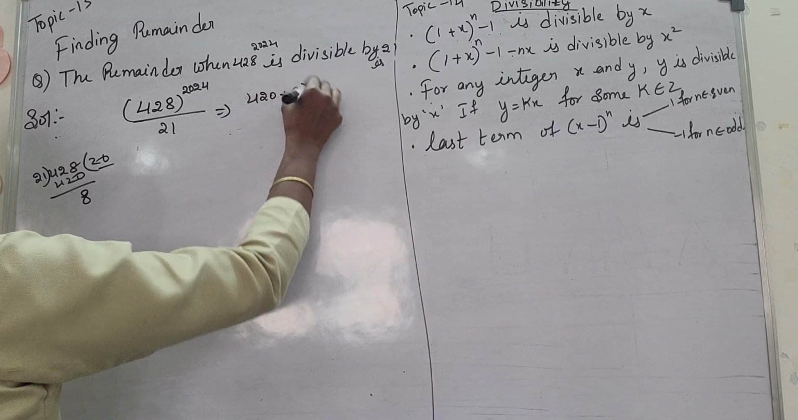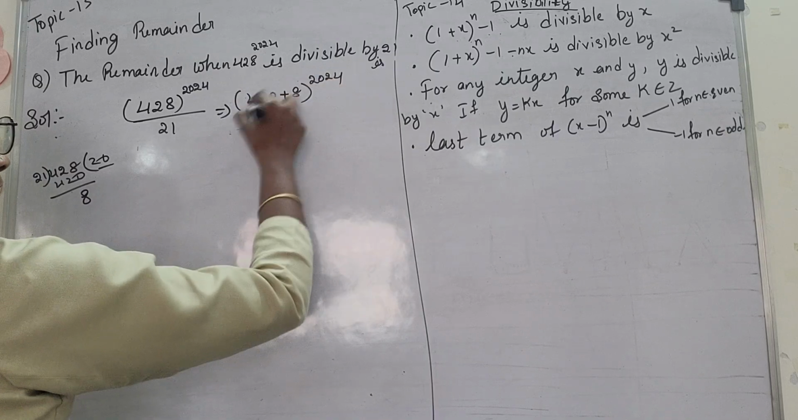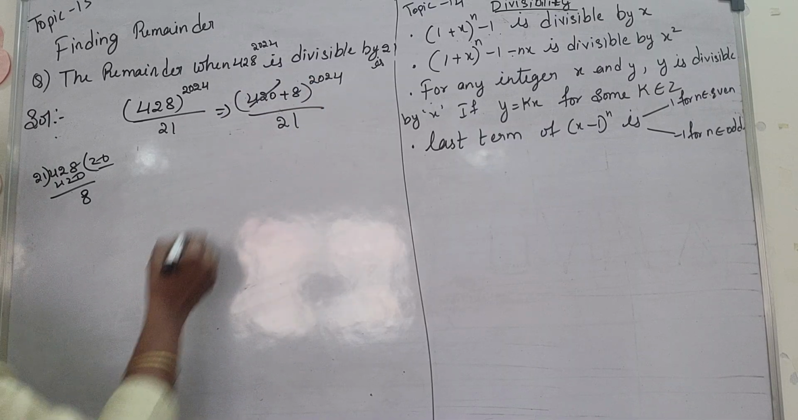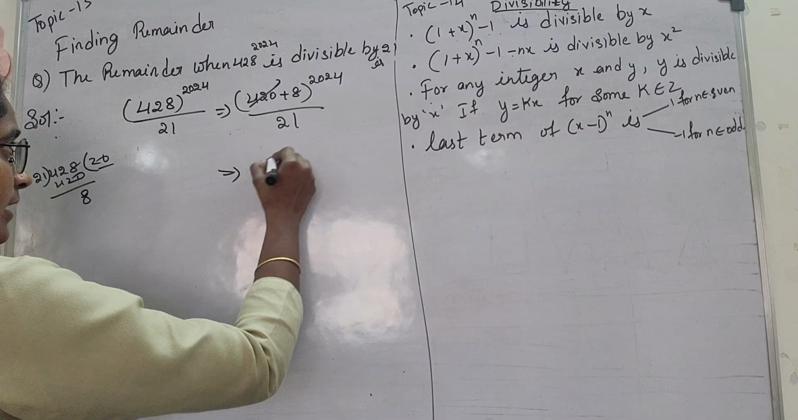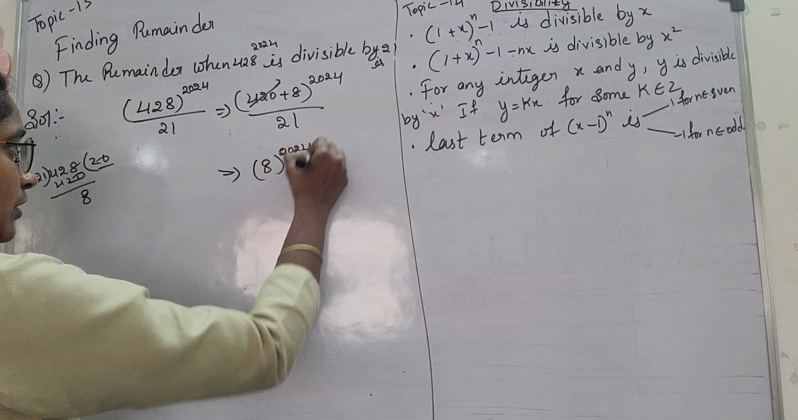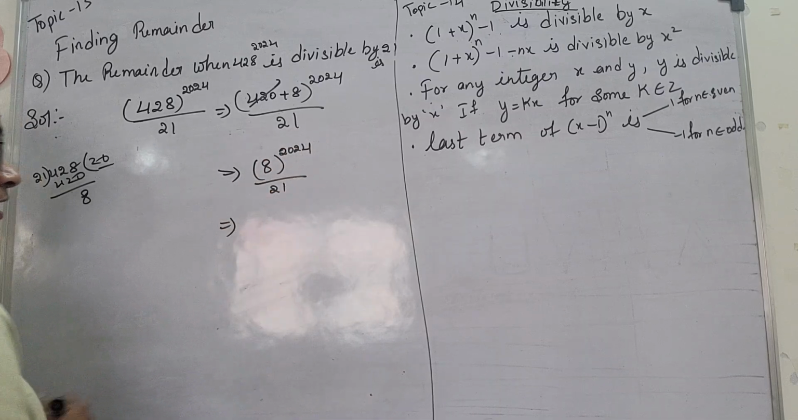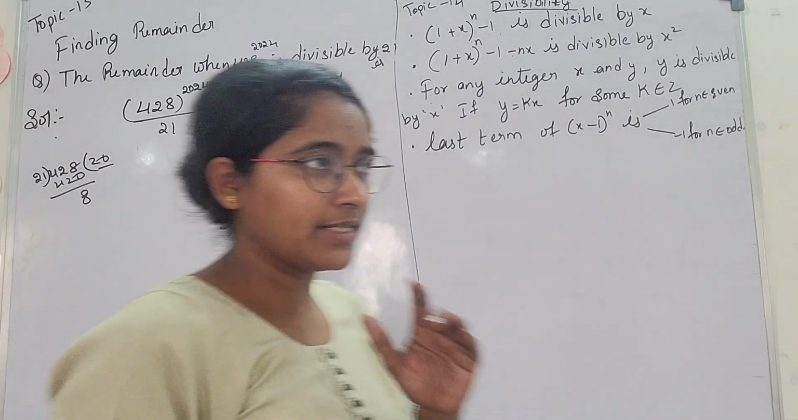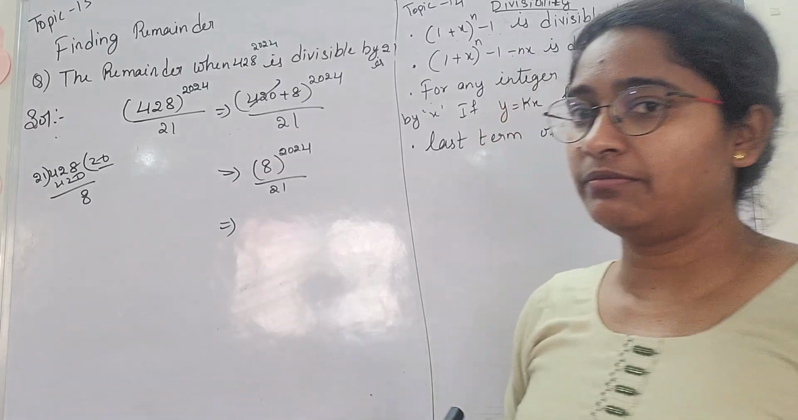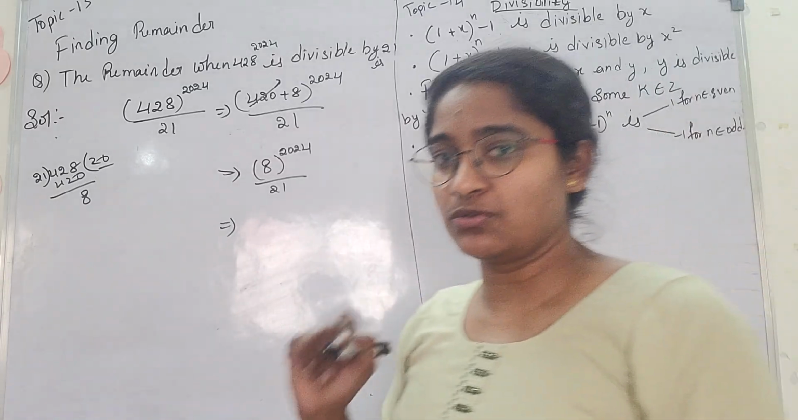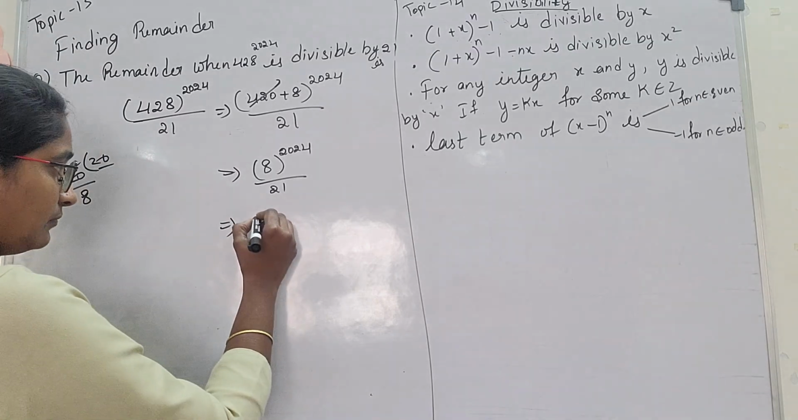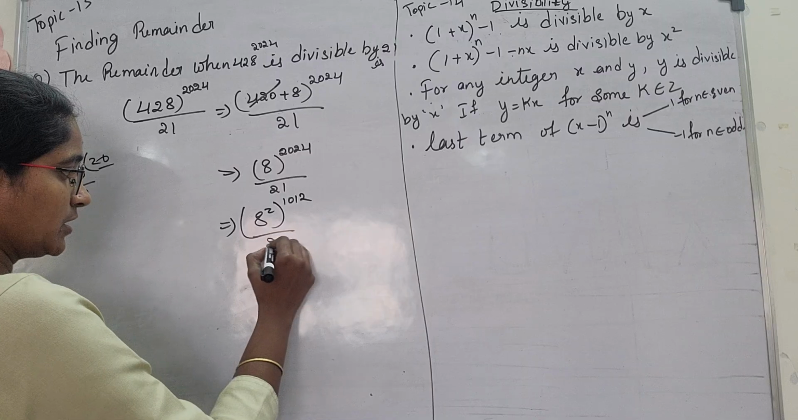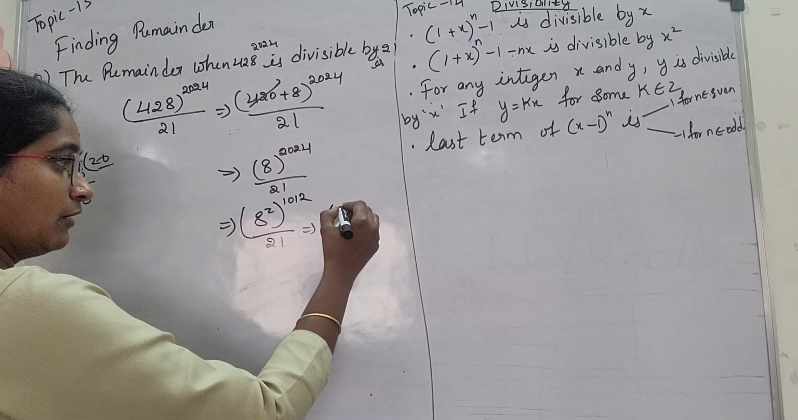420 plus 8 power of 2024 by 21. So I can cancel this. Okay, cancel it. So what I'll get again? 8 power of 2024 by 21. Okay, so 8, if I take a 2 inside, 8 square is how much? 8 square is 64, but in 21, 63 will go. So I can take it here. 8 square power of 1012 by 21, that I can write as 64, right?